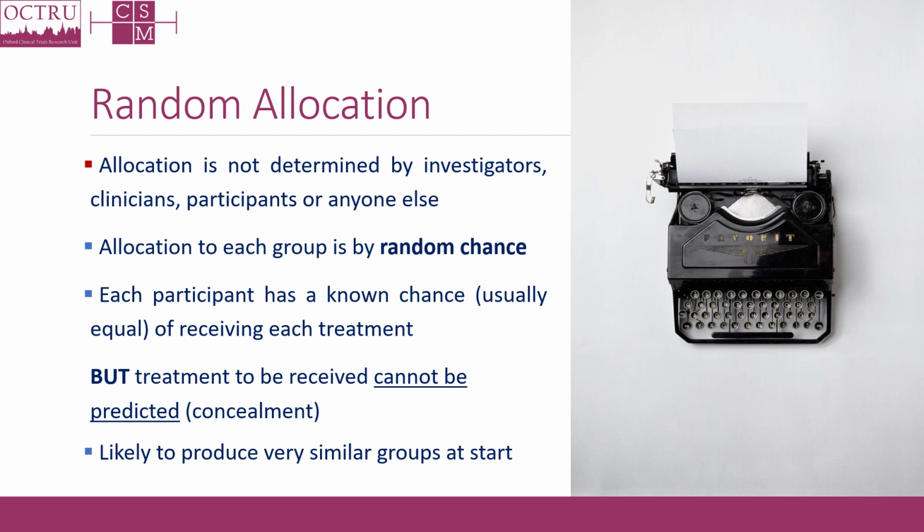And as a result, random allocation is likely to produce very similar groups at the start, as we mentioned, those observed and unobserved characteristics.